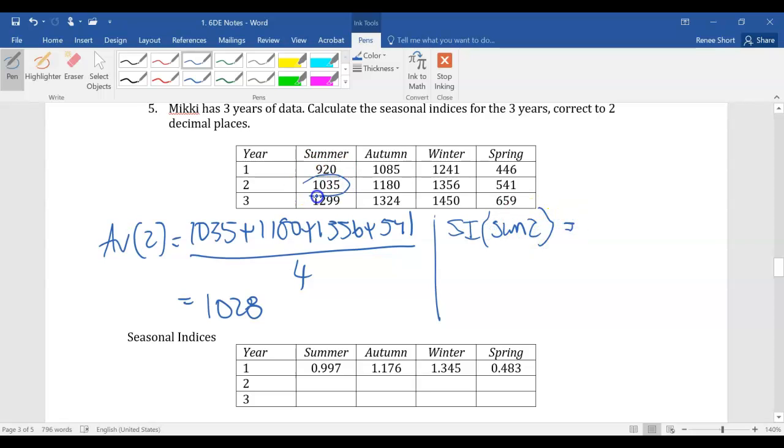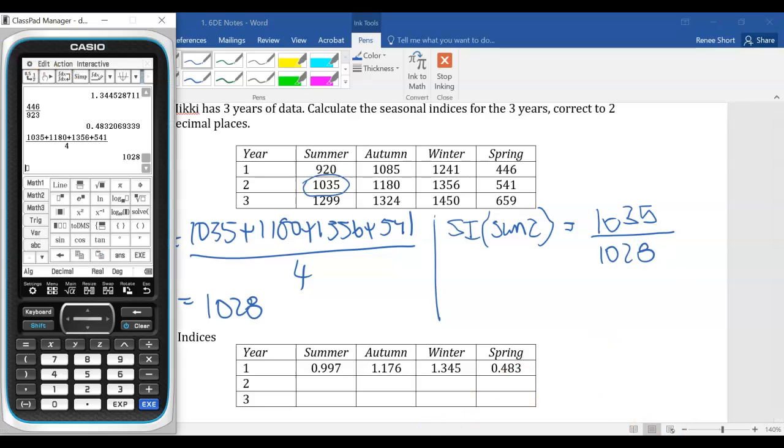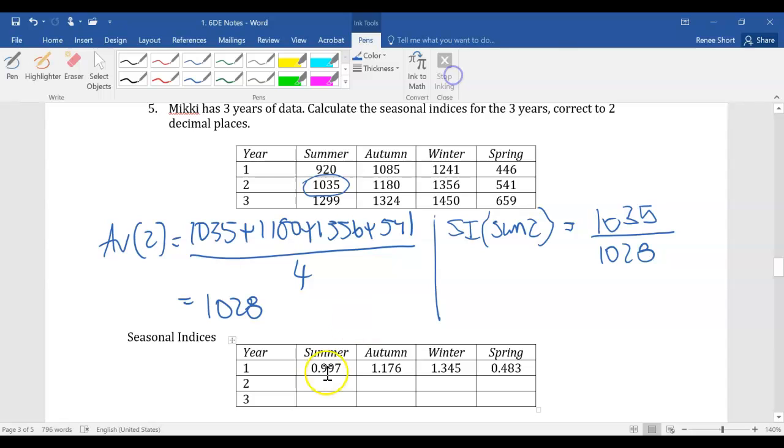Now, to work out my seasonal indices for each quarter, for the seasonal index of summer in year two, I need to take that summer value of 1,035 and then divide it by 1,028, because that was the average value for that year two. So 1,035 by 1,028, which gives me 1.007.